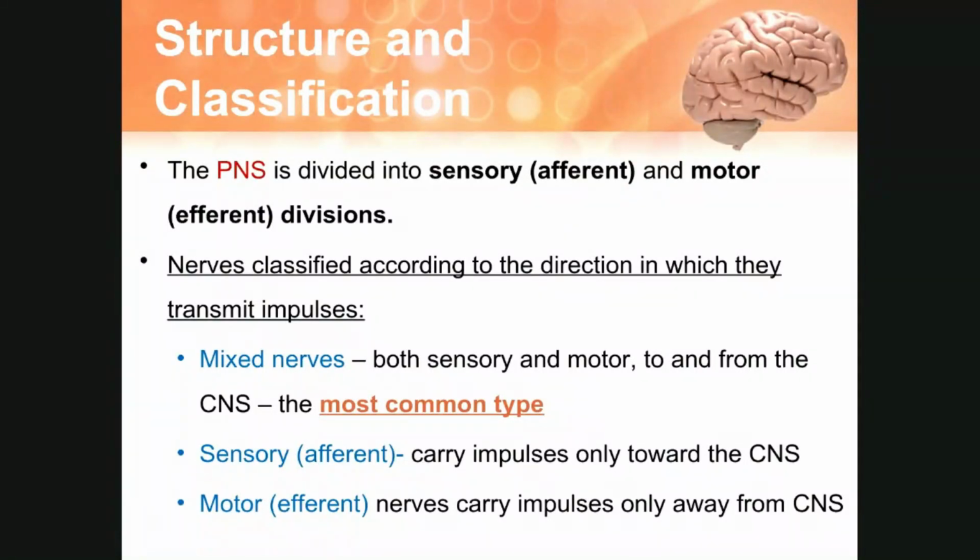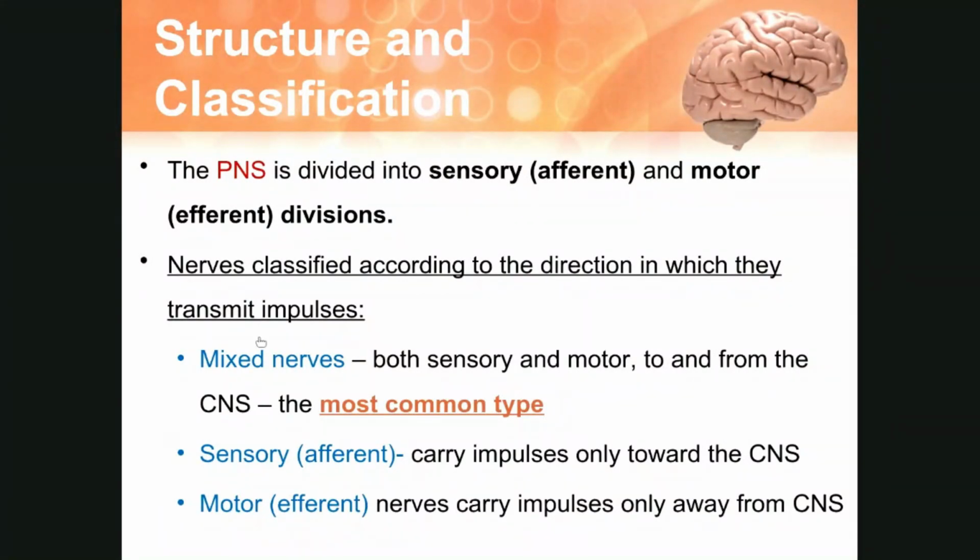Okay, so coming to the structural classification of the nerve. The peripheral nervous system has sensory nerves and motor nerves. The sensory nerve is also called the afferent nerve. The motor nerve is also called the efferent nerve. So these nerves are classified according to the directions in which they transmit.